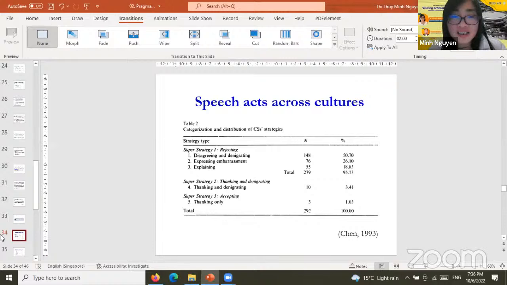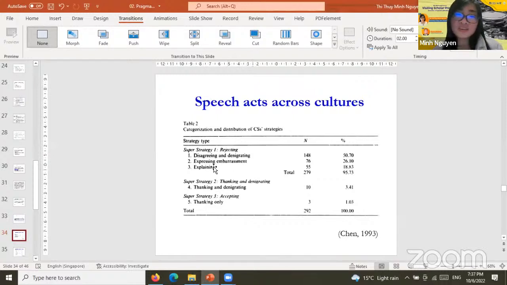So researchers categorize strategies for expressing responses to compliments into three groups. The first group they call rejecting. The second group is thanking. So thanking, say, oh, thanks, it's kind of you, it's very sweet of you to say that. Rejecting includes disagreeing, say, no, I don't think it's beautiful, or expressing embarrassment, or explaining.